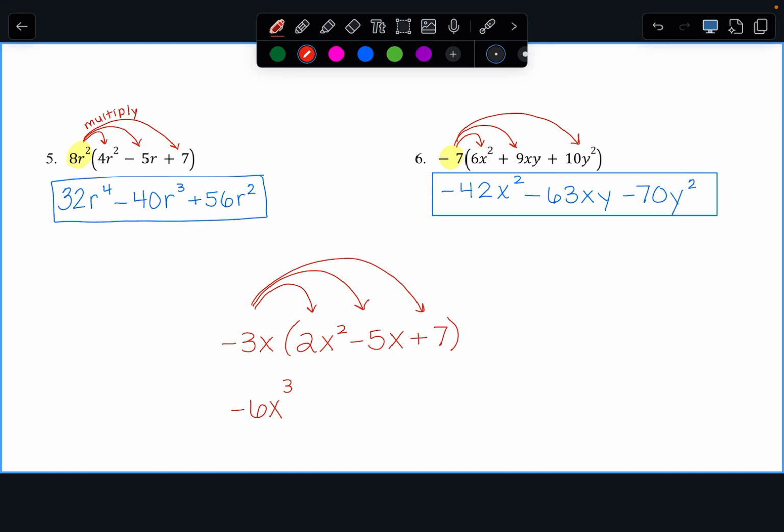Now, the next one is a negative 3x times a negative 5x. What's a negative times a negative? Positive. 3 times 5 is 15. And how many x's are there now? Because it's x times x. X to the second. Good. And then negative 3x times 7. Good. Negative 21x. Questions?